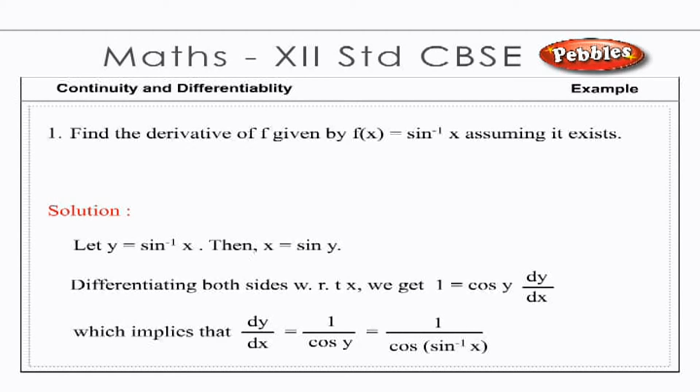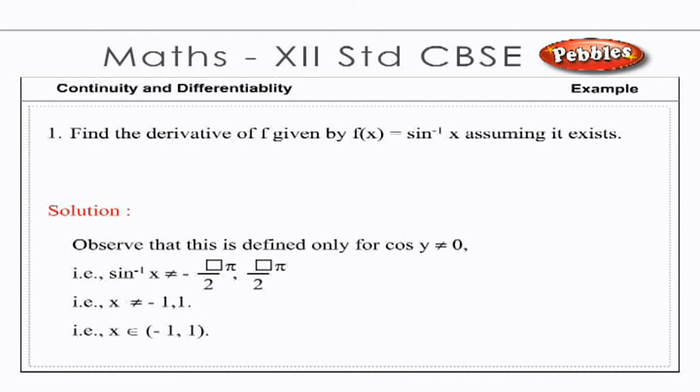Differentiating both sides with respect to x, we get 1 = cos y · dy/dx, which implies that dy/dx = 1/cos y = 1/cos(sin⁻¹x). Observe that this is defined only for cos y ≠ 0. That is, sin⁻¹x is not equal to -π/2, π/2. That is, x is not equal to -1, 1. That is, x belongs to (-1, 1).